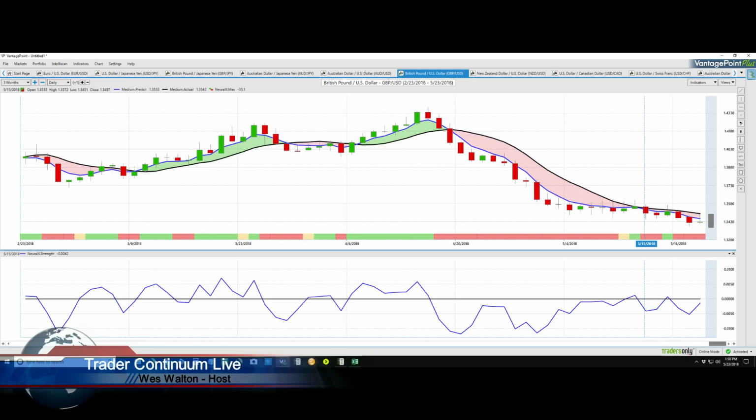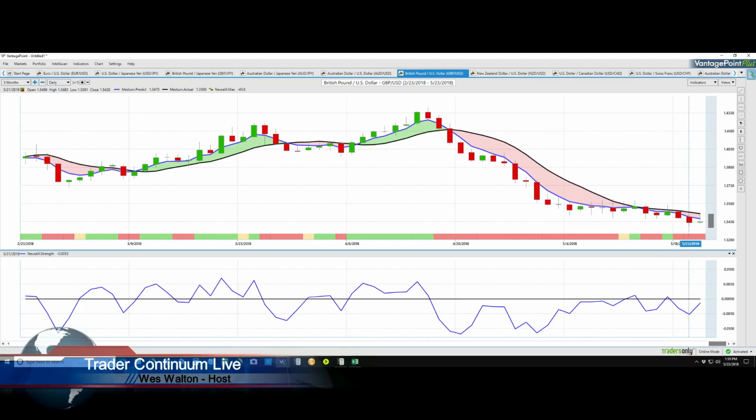As you can see, we've got 1, 2, 3, 4 troughs already. And then the initial one, which was here. After this trough was made, the market started ranging, where it hasn't really moved a whole lot in the past couple of weeks. But the neural strength indicator has been going up, and it started to go down just a little bit across these past 3 troughs.